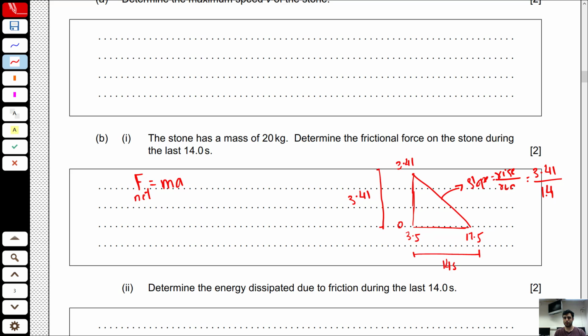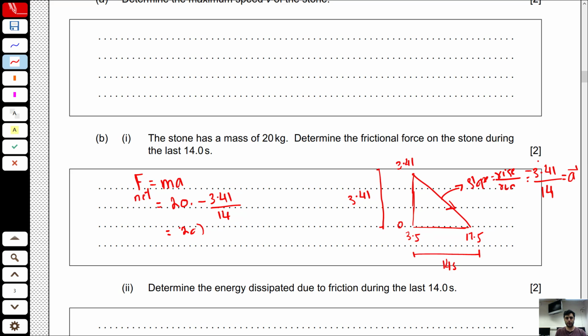Okay, so that is our slope, and as you can see, this slope is equal to acceleration, as I already explained. So we can substitute this acceleration. Actually, it is deceleration, so we have to put a negative sign here. Now, why is it deceleration? Because it's a negative slope, and the velocity is decreasing. So let's substitute everything in here. Mass is 20 kg, and the deceleration is minus 3.41 divided by 14. Okay, let's hit the calculator.